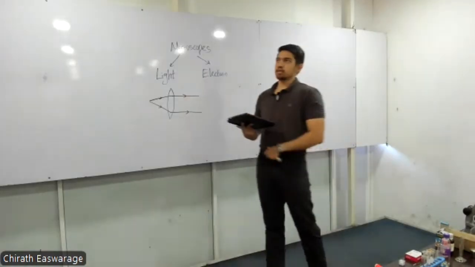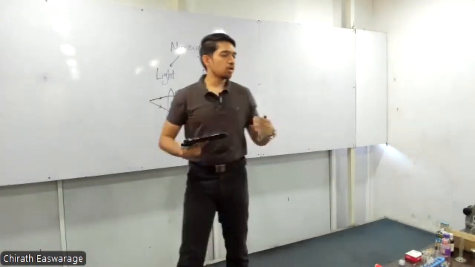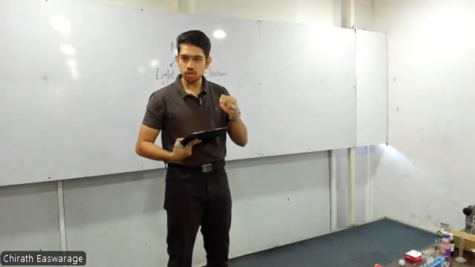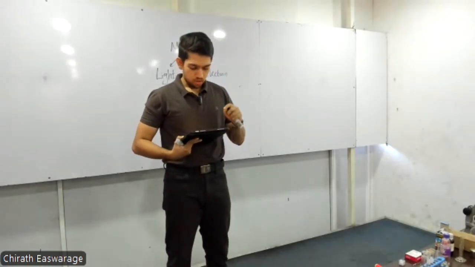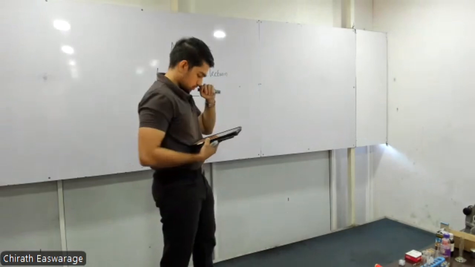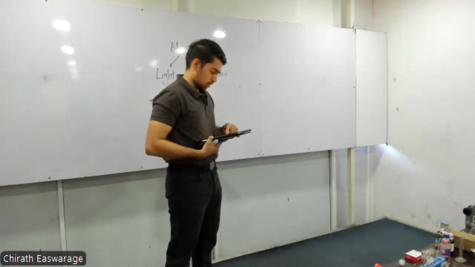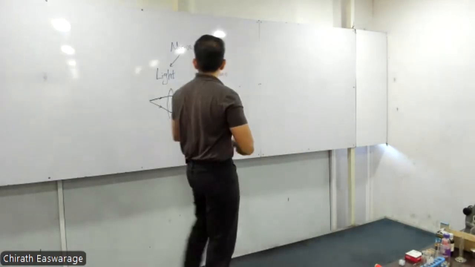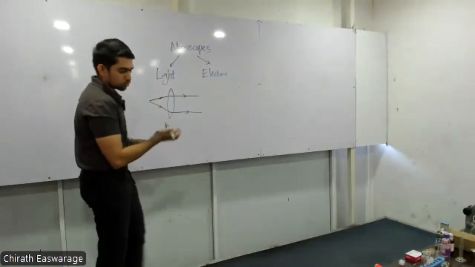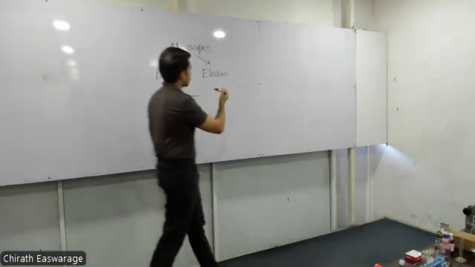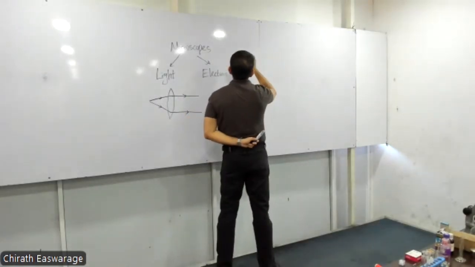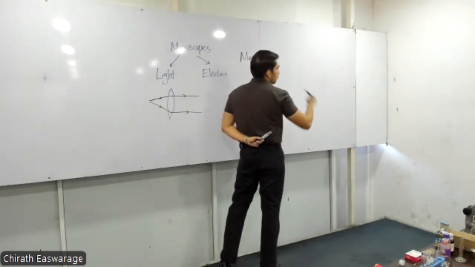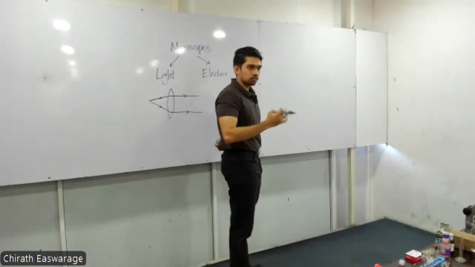What is the criteria to be a compound light microscope? At least 2 lenses must be there. What are the 2 lenses? Before that, let's learn about 2 parameters in a microscope. I'll write here. Those are the 2 parameters by which we evaluate microscopes, how powerful they are.